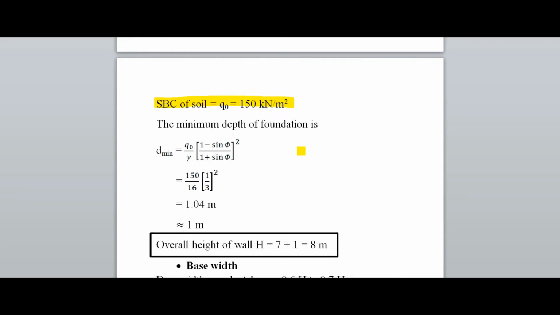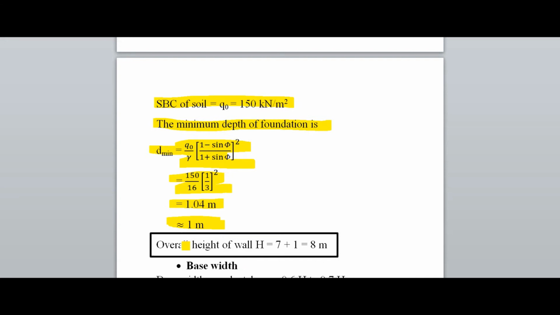By these two values we have to find the minimum depth of foundation, D minimum, which is equal to q0, the SBC of soil, divided by gamma, into ((1 minus sin phi) divided by (1 plus sin phi)) whole square. Put the values in the equation. q is 150, gamma is 60, and 1 by 3 whole square. So D minimum is 1.04, so 1 meter. The minimum depth of the foundation is 1 meter. We require a 1 meter deep foundation.